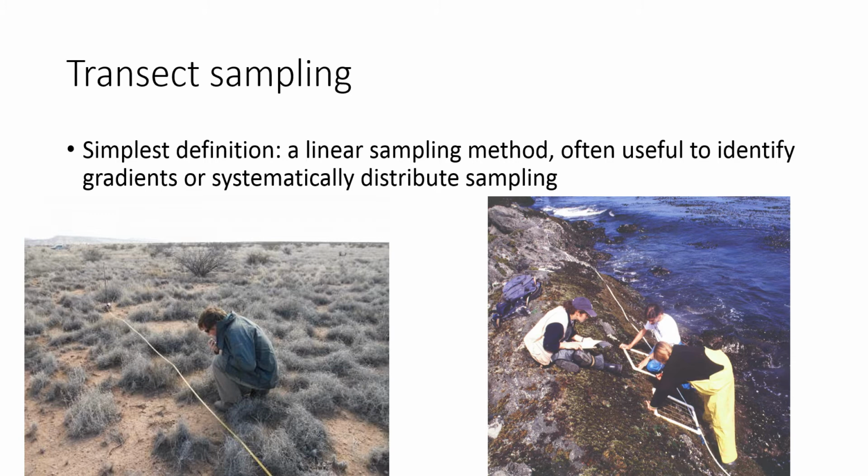So the simplest definition of a transect is just a linear sampling method, and transects are particularly great in systematically distributing your sampling. So you randomly lay out a line, and then you could select locations on that line in which you were going to sample. Or, and this is something that's really great in transition zones, so say you want to be looking at something in the intertidal or the subtidal through the beach, you can lay out your transect along a gradient and look for change along that gradient in the particular components of interest.